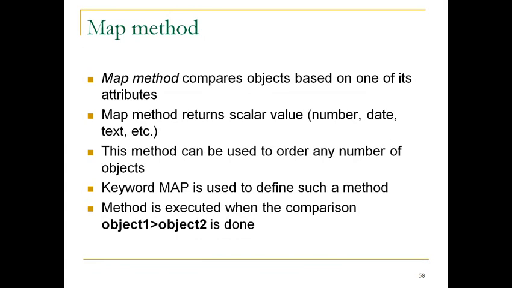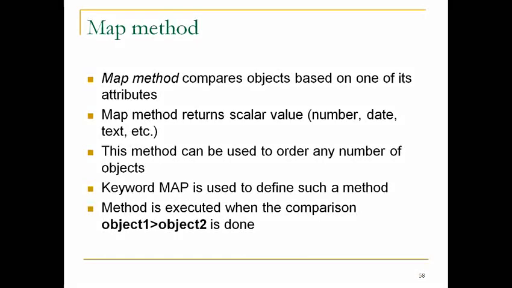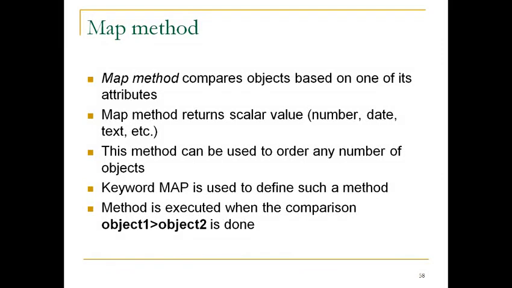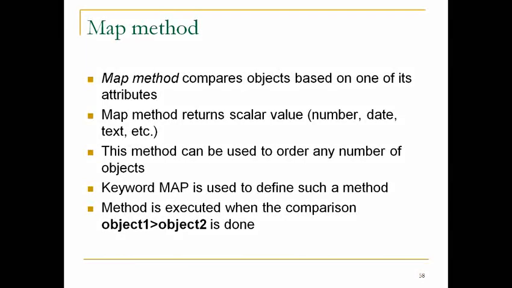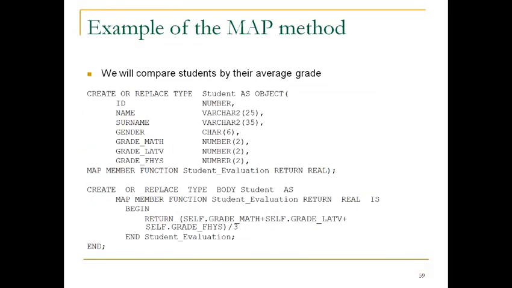execute some comparison. For example, this one object would be a black car, this one object would be a red car, and if this comparison is done, then the corresponding map method would be executed. And there is an example.